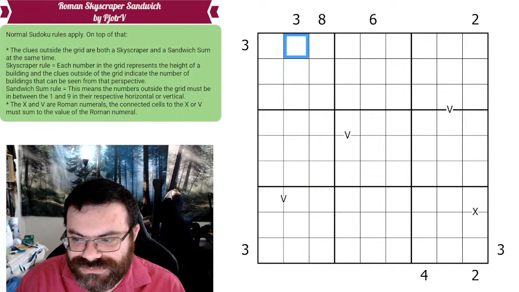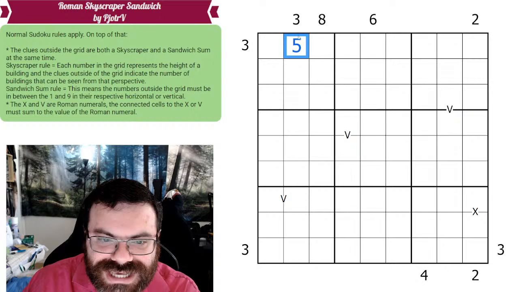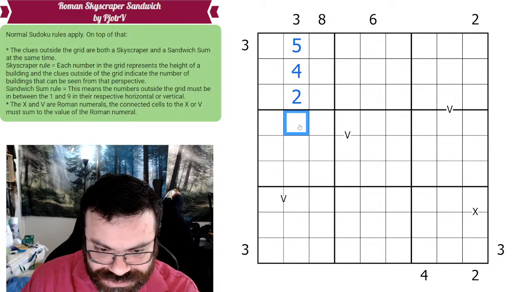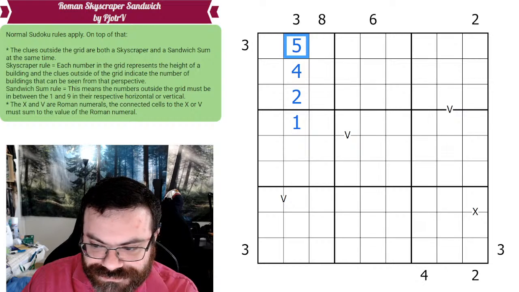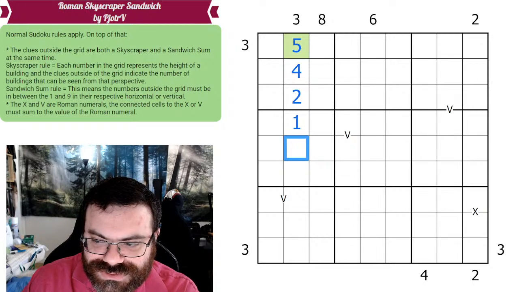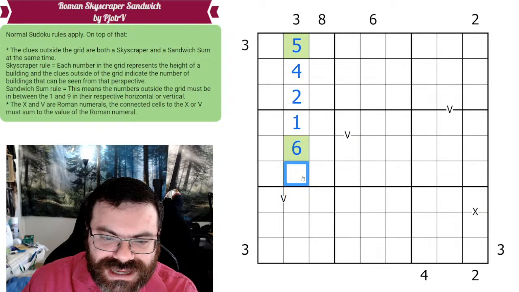So just to say, let's say this were a 5. What could you see after the 5? Well, only 6 and higher. So if I put a 4 and a 2 and a 1 here, these are not seen. So just the 5 gets seen so far. And I need to see 2 more buildings. So I could put, say, a 6 here. If I put a 6 here, this 6 is also seen. And now I need only 1 more building seen. So I'm going to have to put a 9.